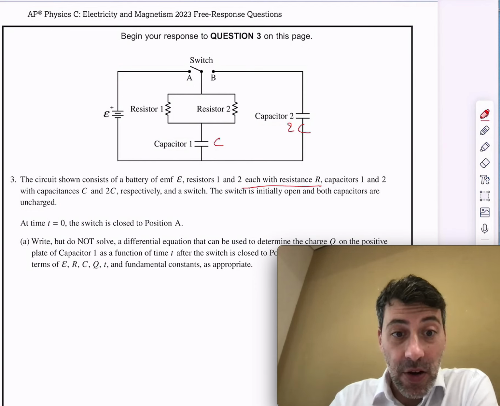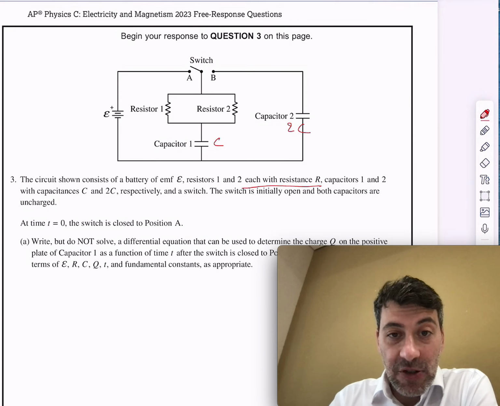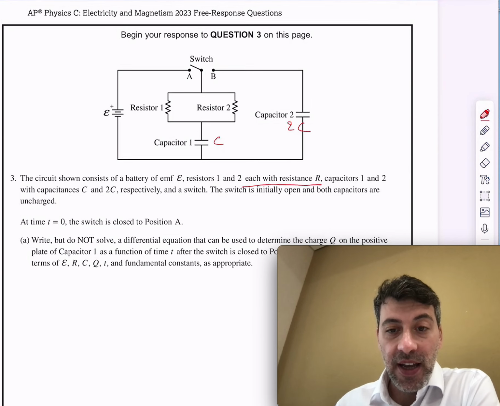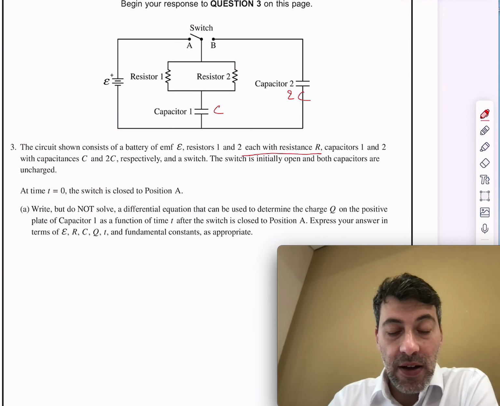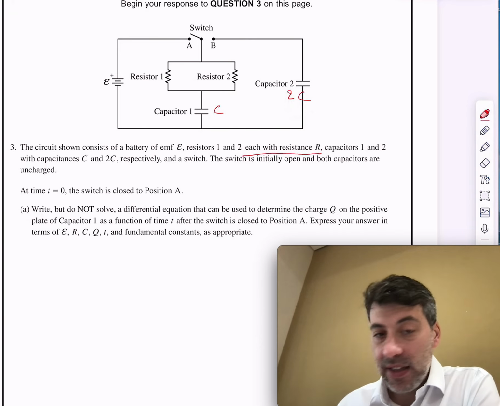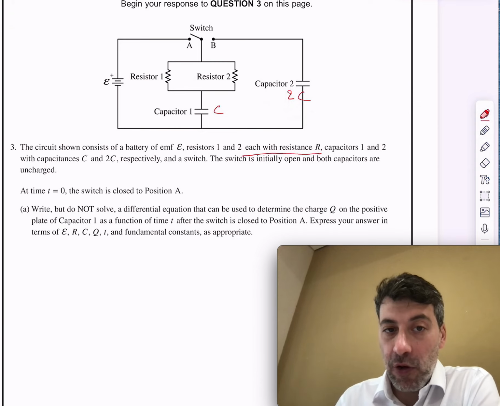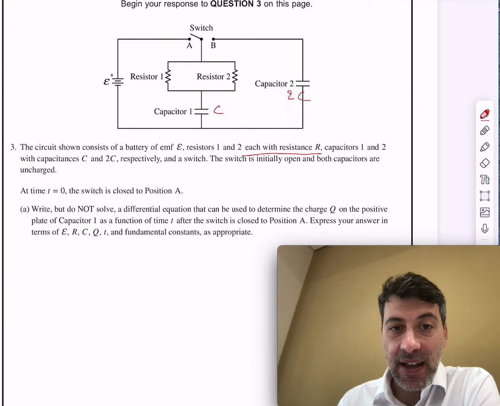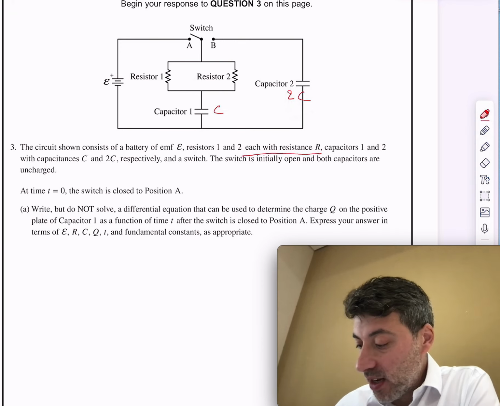The first part is that we turn the switch to position A, the capacitors are both uncharged, and we need to write, but not solve, a differential equation to determine the charge Q on capacitor 1. I understand that we need to apply Kirchhoff's law for current, voltage in the resistors and voltage in the capacitor.